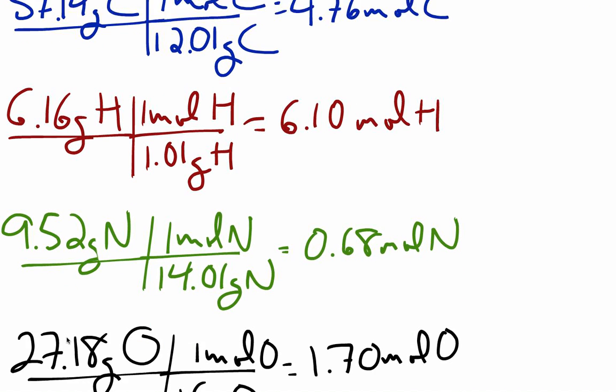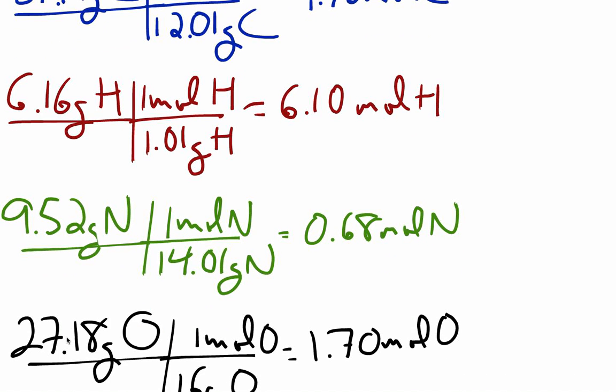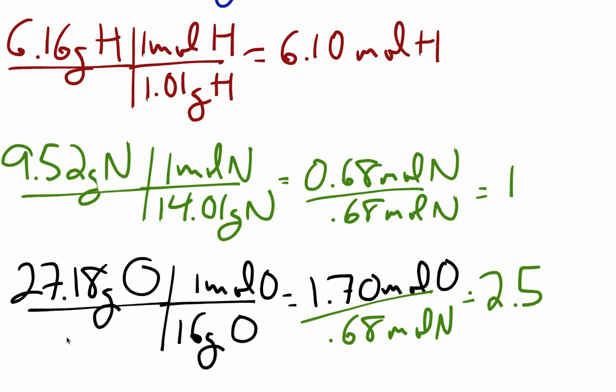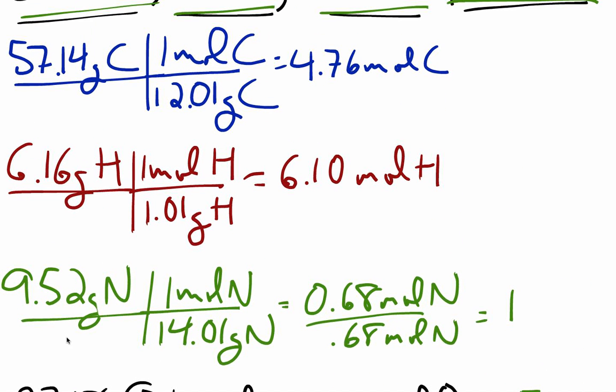So we're going to take that smallest value, this 0.68, and we're going to divide all of the values by that smallest number, so 0.68 moles of nitrogen. That means there's going to be 1 nitrogen in the compound. That's the ratio, 1 nitrogen to 1 nitrogen. Divide my oxygen by this value of nitrogen, and what I get is a value that's about 2.5. I don't really like that 2.5 oxygens. I'm going to come back to that.